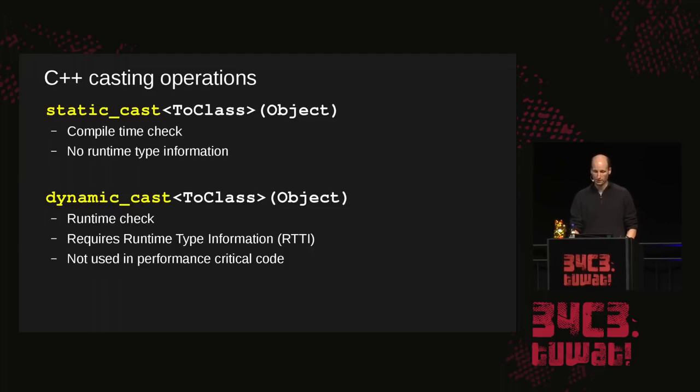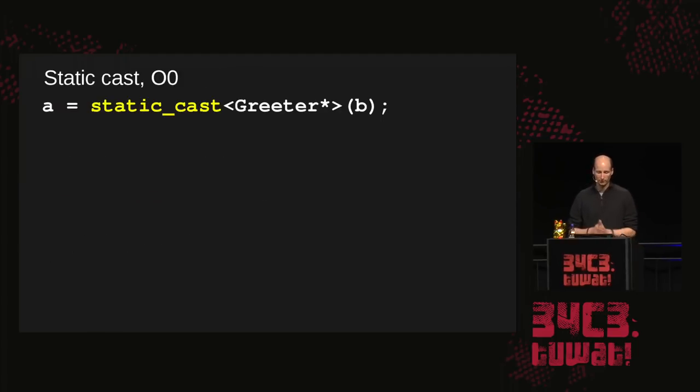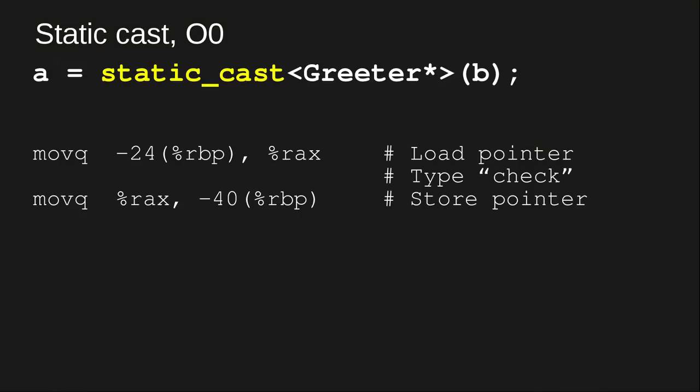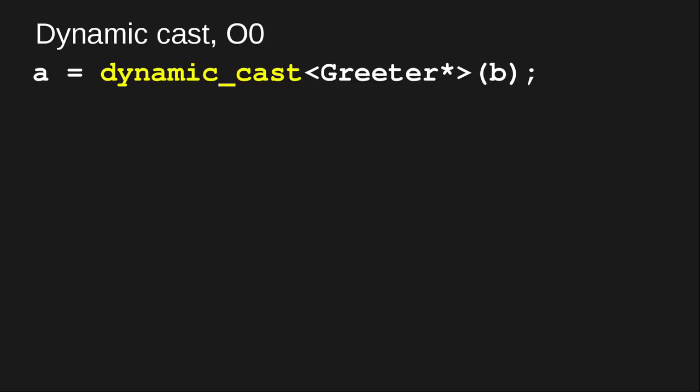So let's look at the different casting behavior in a little bit more detail. If you have a static cast, we cast an object B into a pointer Greeter, and this is being compiled down into a load of the pointer B into the RAX register, and then a store into this other target area. So there's no real type check happening there. And the compiler only does a feasibility check at compile time when it goes from B to A to make sure that it is of the right type.